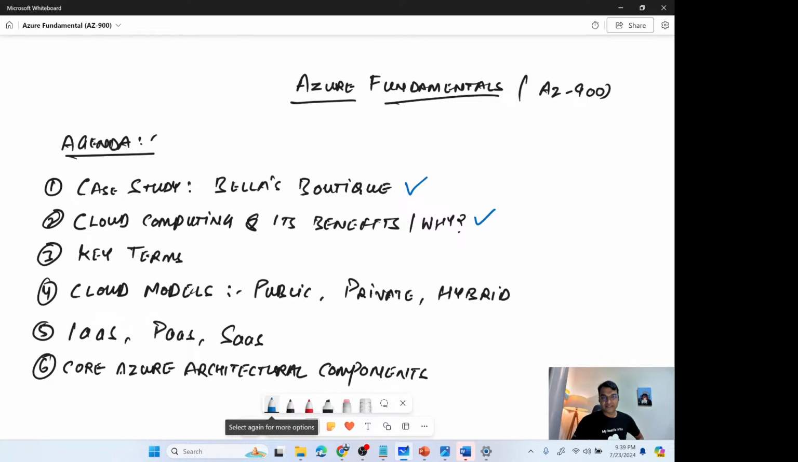Now, as in any area, it is good to get familiar with the terms and terminologies. There are some key terms and terminologies that you need to get used to when we talk about cloud fundamentals, or computing in the cloud in general. So we will cover those key terms here in point number 3.